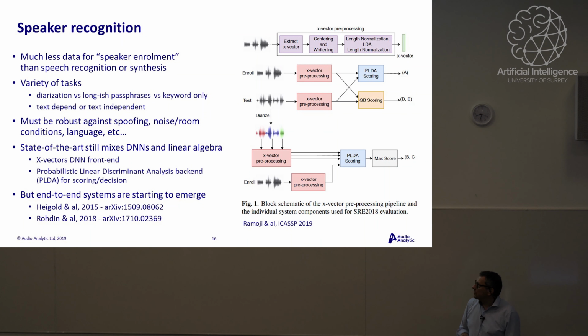But end-to-end systems are starting to emerge, so I pointed to two publications here on arXiv from 2016 and 2018, where people are getting rid even of the PLDA to make end-to-end systems. But the idea here, apart from the fact that this is one of the applications, is that the task can be very diverse, so you have to be precise on what it is, how much audio you're dealing with. The old school methods based on algebra and so on are being phased out, and end-to-end DNNs are replacing them.